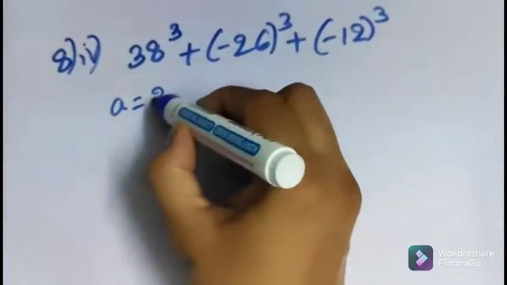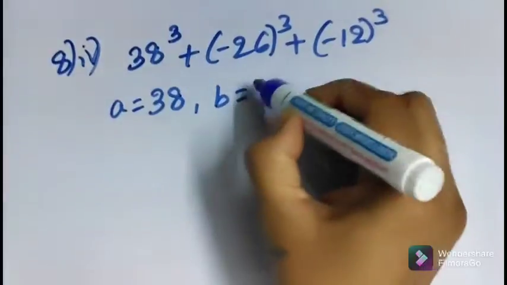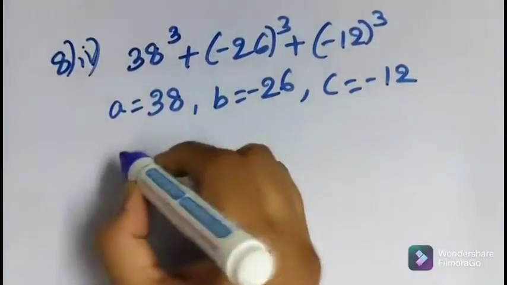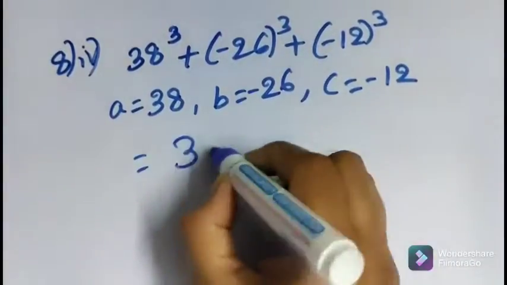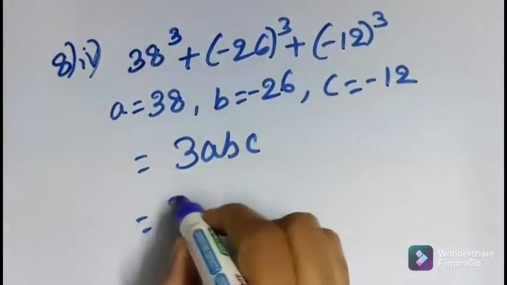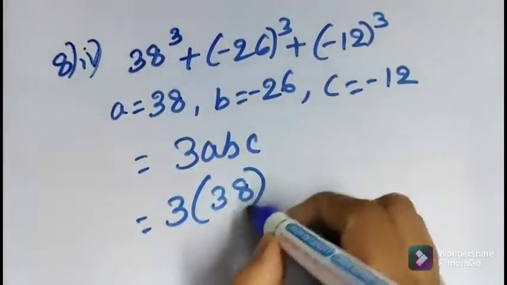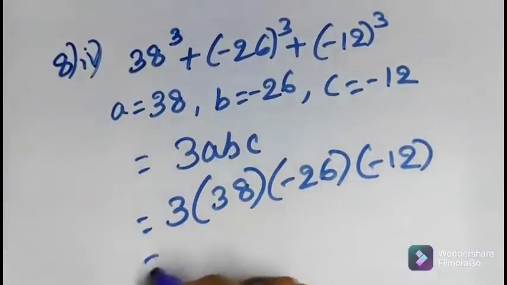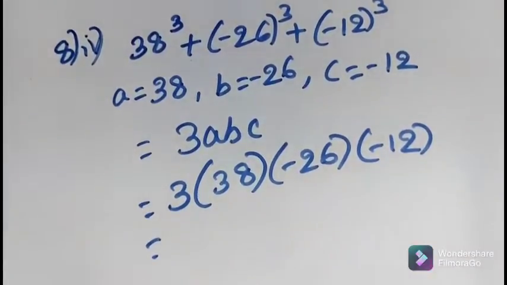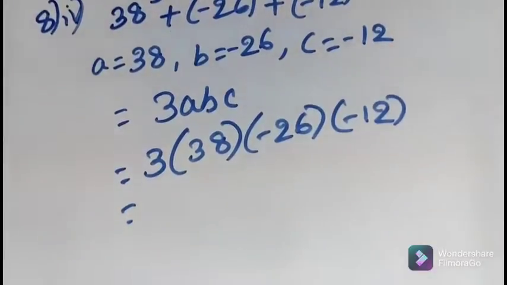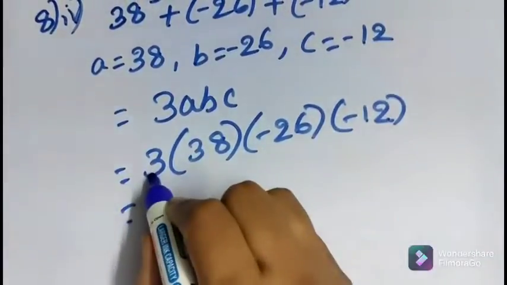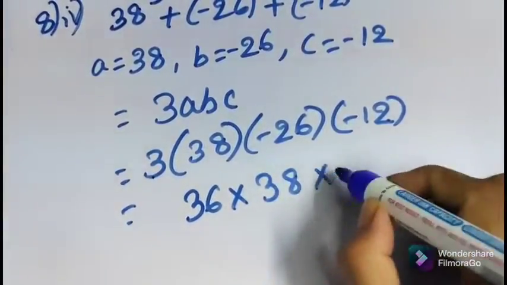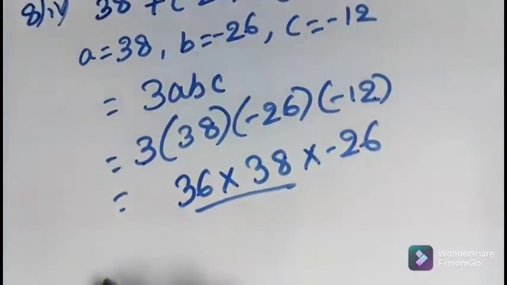We have a is equal to 38, b is equal to minus 26, c is equal to minus 12. So we just have to do 3abc, right? 3abc, we can write it as 3 times 38 minus 26 into minus 12, which we have to be very slow in this multiplication because it's a big number here. So we have 12 2s are 24, 12 3s are 36 into 38 into minus 26. Let's do these two first, right?